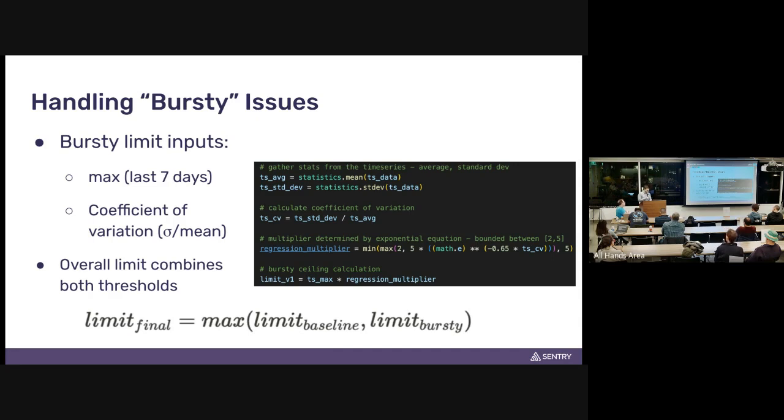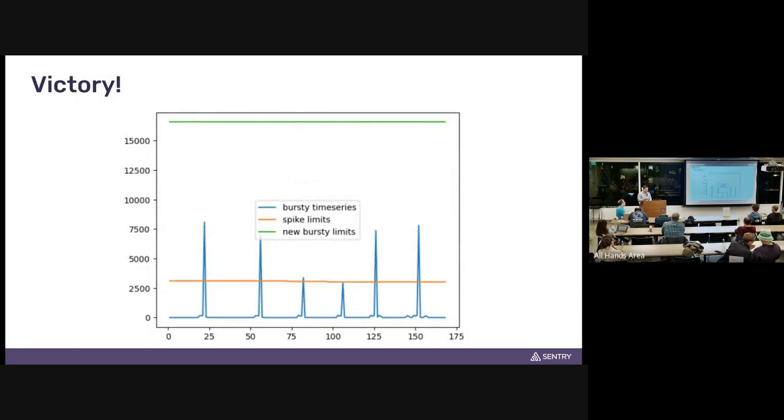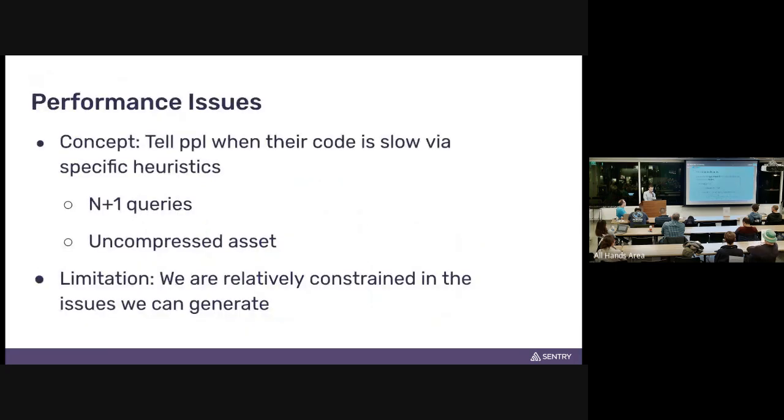Cool. All right, let's keep moving. So again, we're basically just taking these two limits and taking the max of them. And we can see that in this cron job example, it works pretty well. Basically, the limit that's based on the average applies to most time series, and then this bursty limit applies to the cron job example.